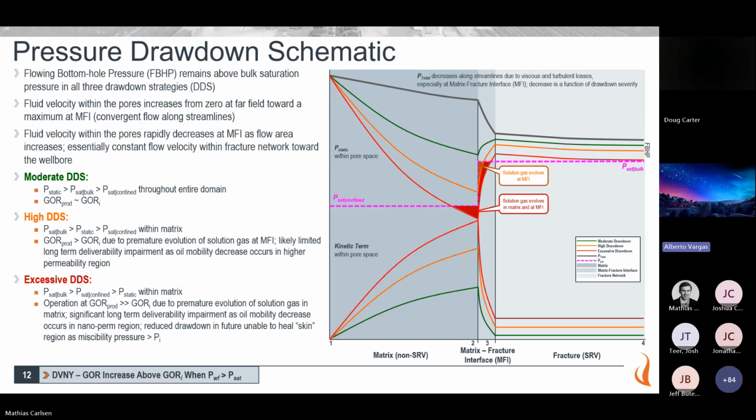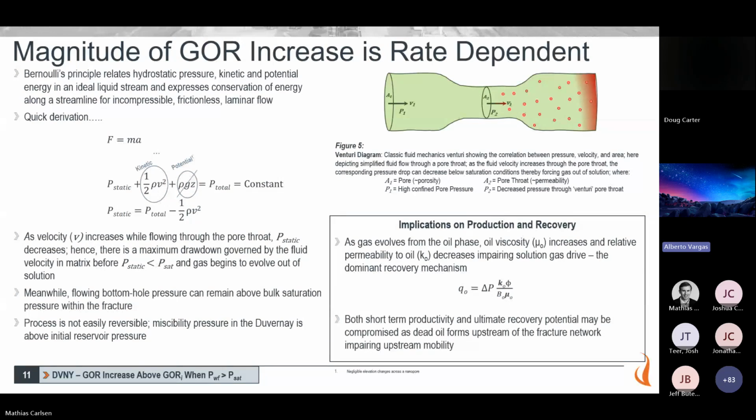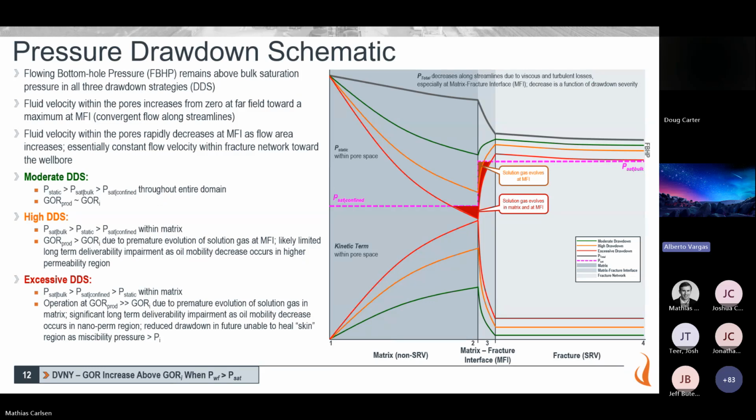The extreme drawdown case pulls us below saturation within the matrix. That's going to tie potentially to this here, where we're now forcing the gas out within the matrix. This is probably the more critical one from a flow standpoint. Once we're into the fracture, we've now seen orders of magnitude increase in permeability. The delta P from here to here is going to be much higher than it is from here all the way out, just based on the permeability and the SRV that we've created. I think that's all I needed to go through there.